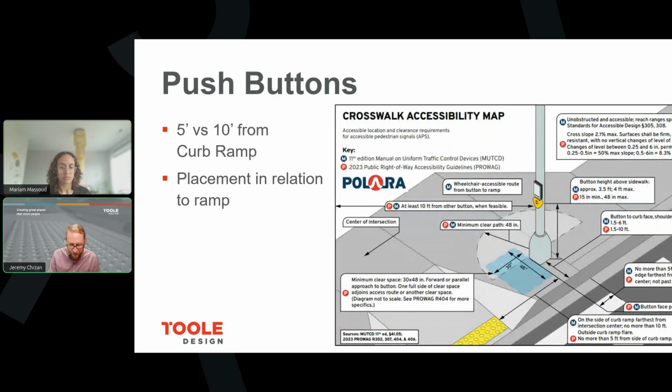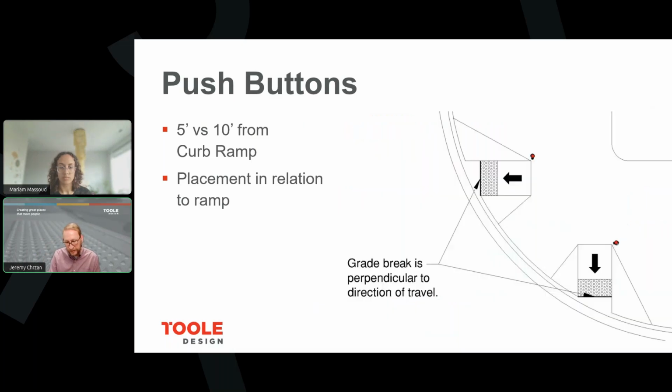I found this interesting image from Polera that does a great job of illustrating the requirements for push button locations and comparing and contrasting what the MUTCD says versus the approved version of PROWAG. So just a good resource of understanding what each document says. And in general, you should go with the more conservative of these values if you have questions.